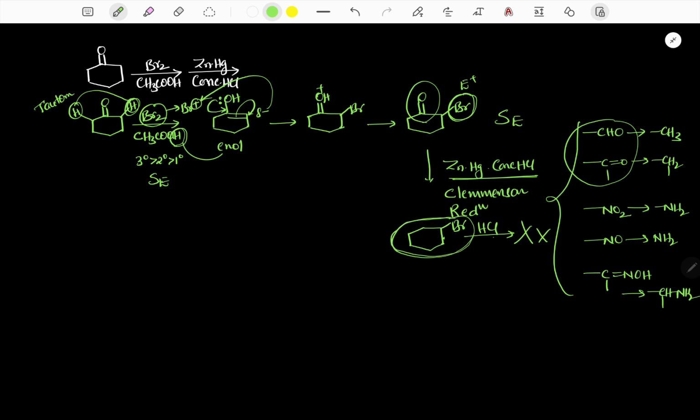Because why I am thinking like this, ketone is reduced. So again, whatever functional group is present, we have to check whether it can be reduced or reacted or not. So this is a Clemmensen reduction.